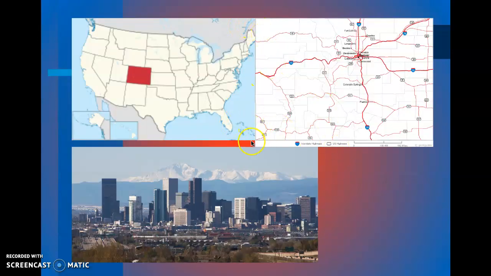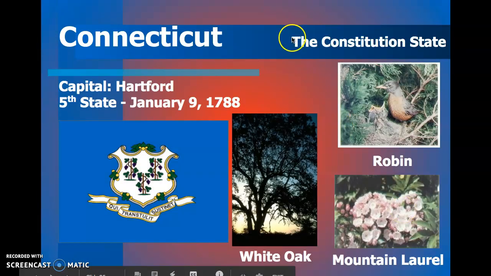Colorado is almost perfectly square, and Denver's kind of in the middle towards the north. And there's a view of Denver with the Rocky Mountains behind it. Very pretty. Connecticut, the Constitution State.